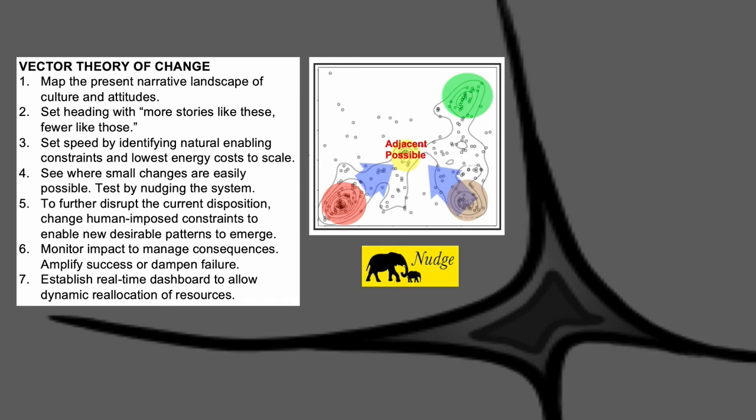During this conference, I'm personally hoping to see more tools designed for the complex domain. One tool is the vector theory of change developed by Dave Snowden at Cognitive Edge.